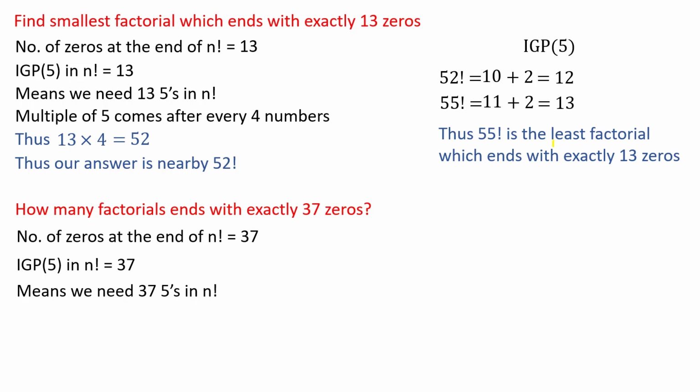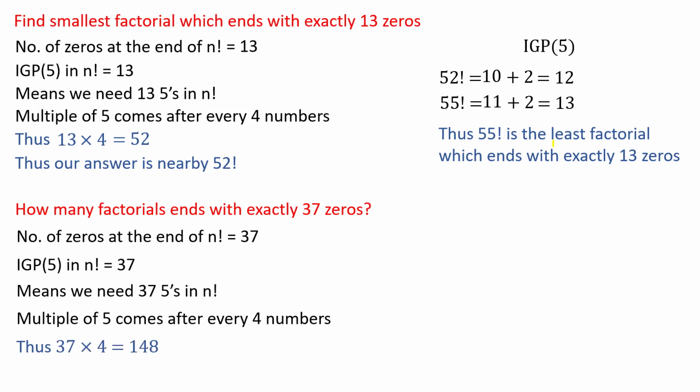Multiple of 5 comes after every 4 numbers. So for that, what we need to do is 37 into 4. We need 37 number of 5s. So multiply 37 by 4. It is equal to 148. It doesn't mean our answer is 148 factorial. Our answer is going to be nearby 148 factorial.